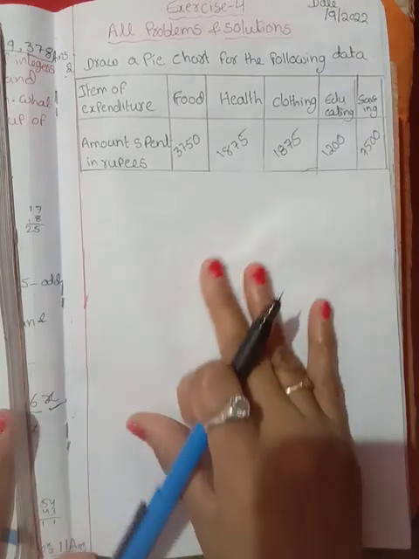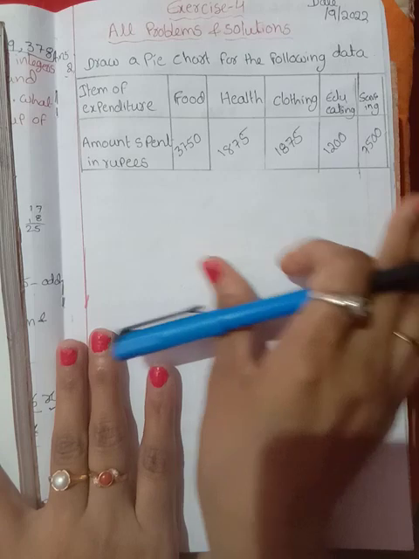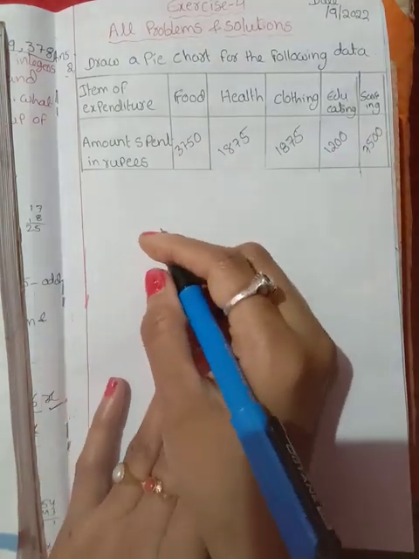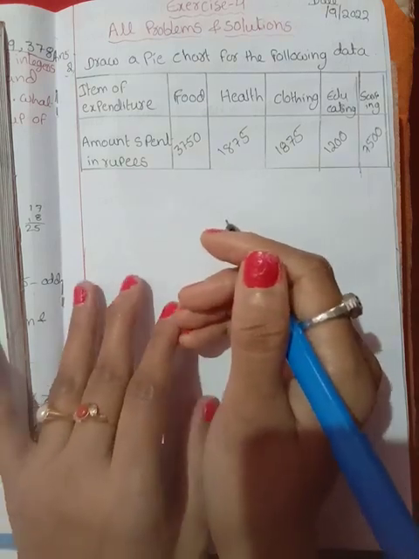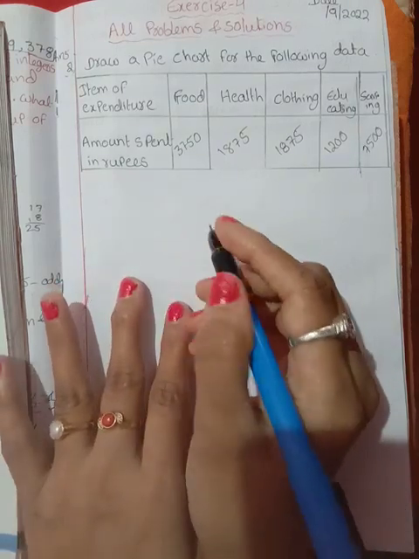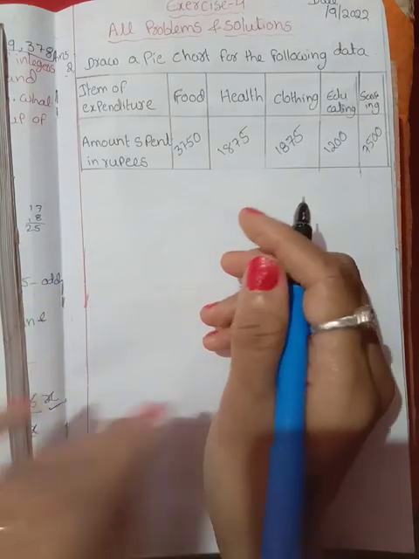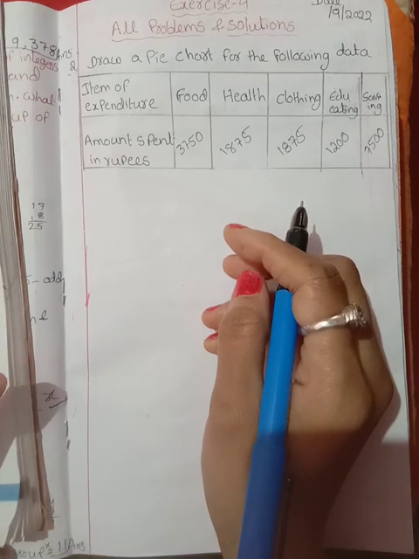Today is the 7th class mathematics. Chapter number 7, data handling. Today we will learn Exercise 4, the remaining problems. We continue from yesterday's class, the same exercise, page number 161.